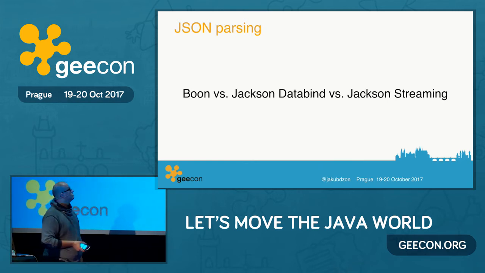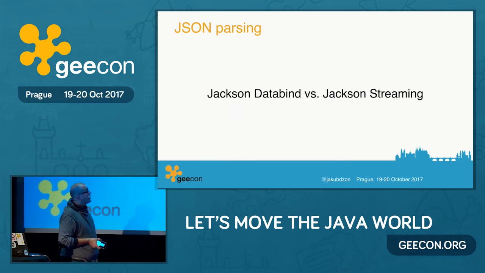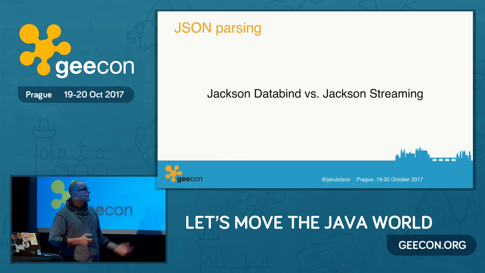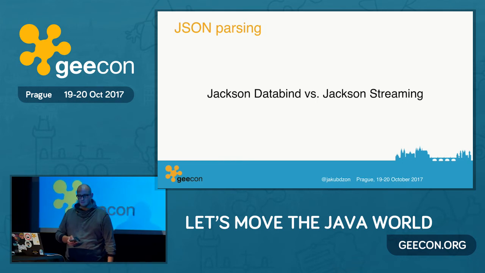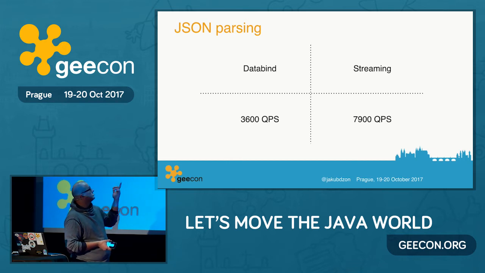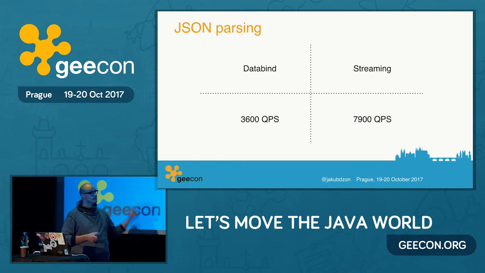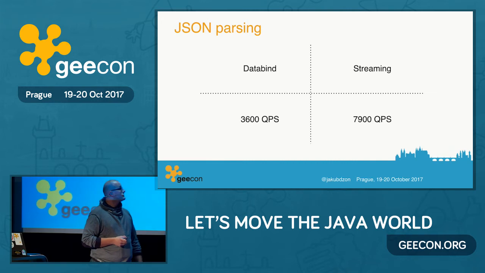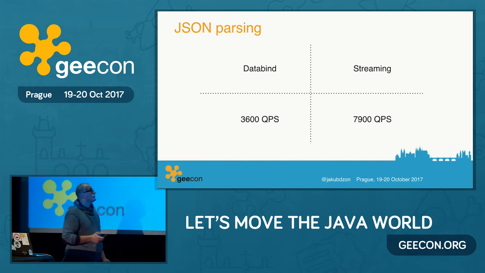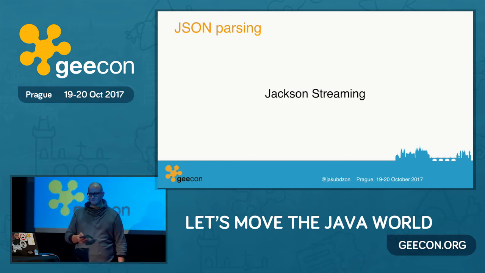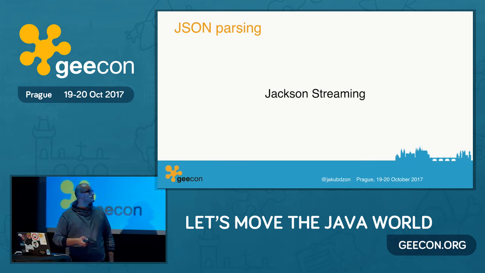So we moved to Jackson, data bind and JSON streaming. We did the comparison to see which one would be better, because working with data bind would be much easier, less work. Streaming we expected would perform better, but we didn't know the difference. So that's how it looked. With data bind, we are able to parse 3,600 queries per second of incoming requests, and with streaming 7,900 QPS. So we decided to go with streaming and implement all the cases that are interesting for us in the code, so we could easily exclude all the pieces we were not interested in.